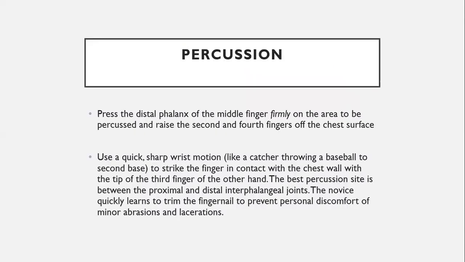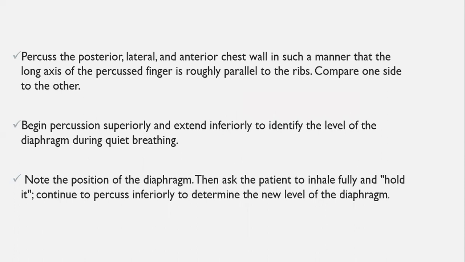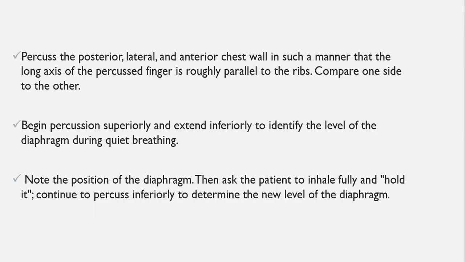Now, what is percussion? First I will show the percussion points. These are the percussion points in the neck, on the chest, and below the ribs and above the ribs. How to percuss? Press the distal phalanx of the middle finger firmly on the areas to be percussed and strike it with the tip of the second or fourth finger against the chest surface. Percuss the lateral and anterior chest wall in a manner such that the axis of the fingers is roughly parallel to the ribs, and compare both sides.